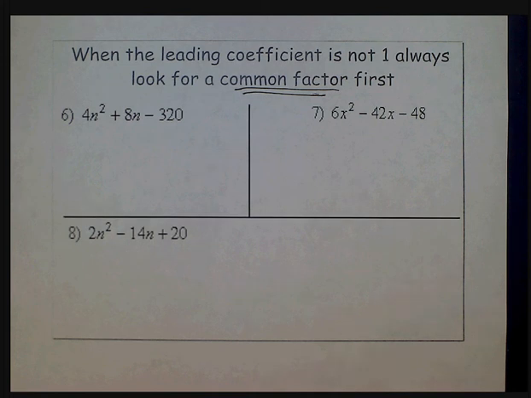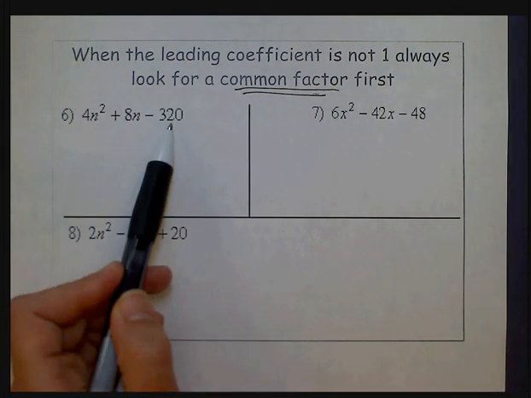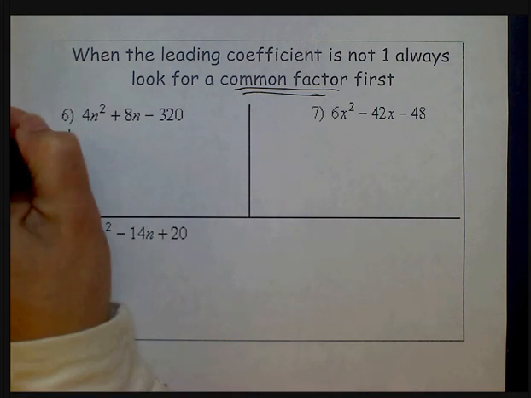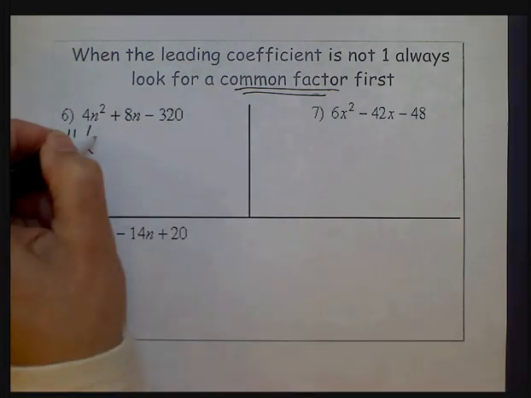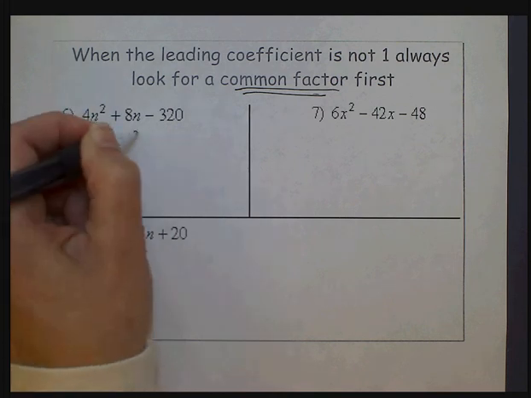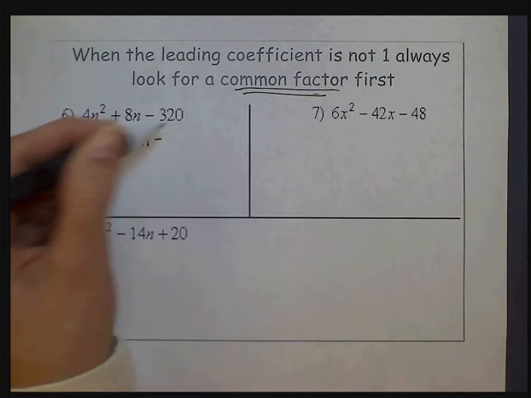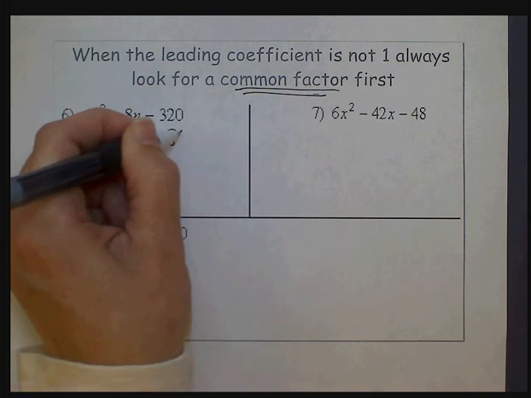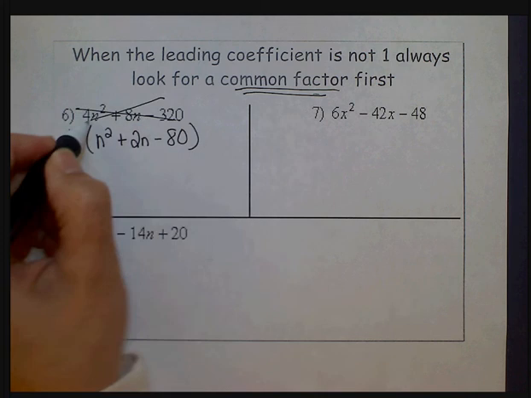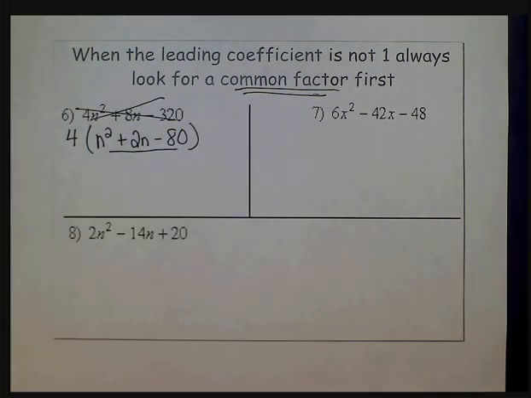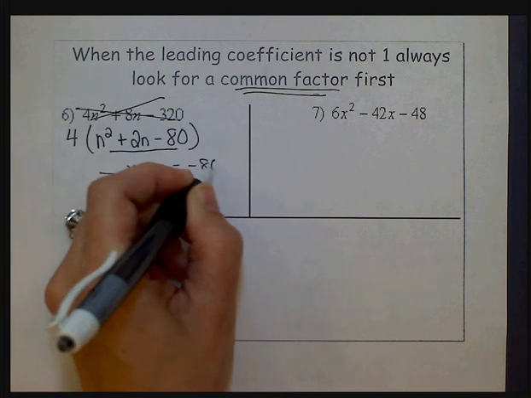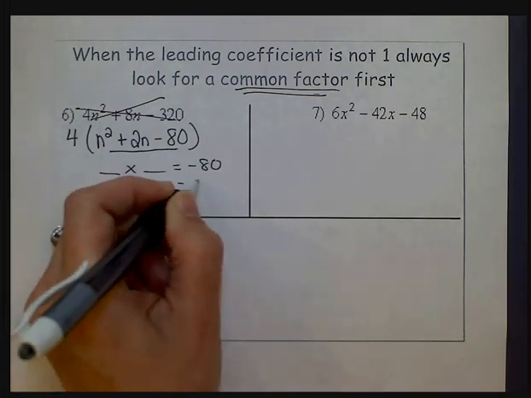So in number 6's case, I have 4 and 8 and 320. Those are all divisible by 4. So I'm going to pull the 4 out in front. And then I'm left with n squared plus 8 divided by 4 is 2n minus 320 divided by 4 will give me 80. So now I disregard this problem and I look to factor this trinomial. So I look for magic numbers, two numbers that multiply to give me negative 80 and that add together to give me a positive 2.